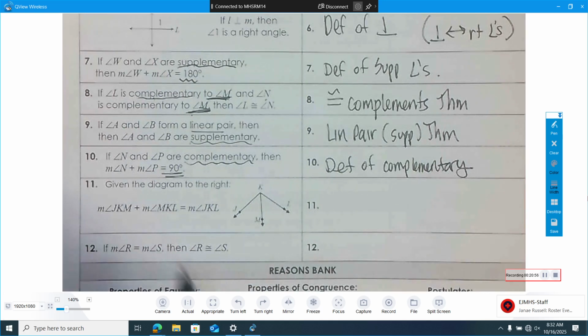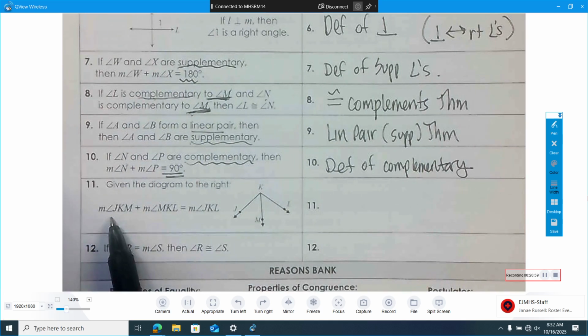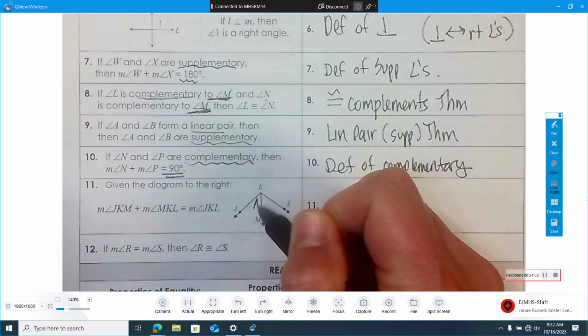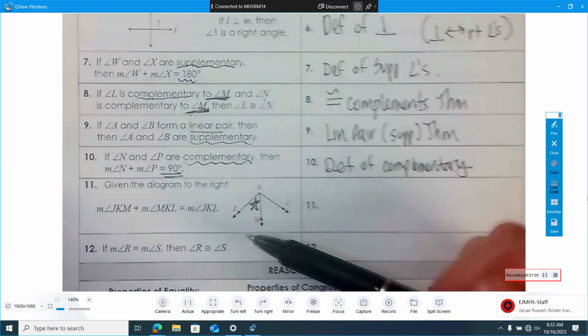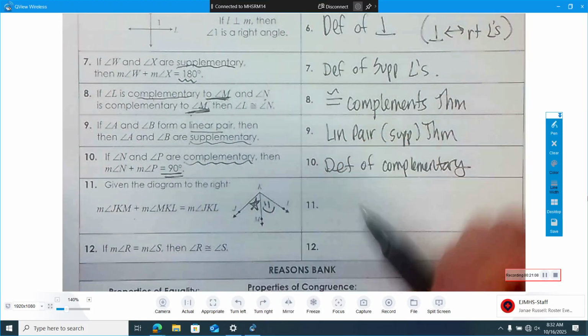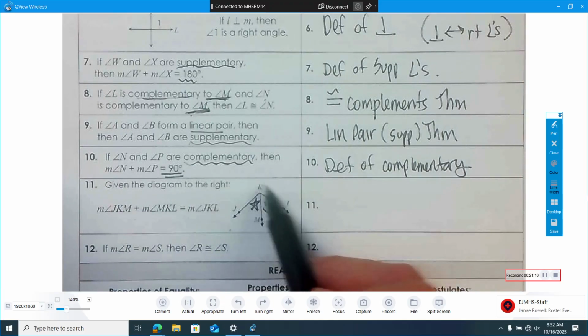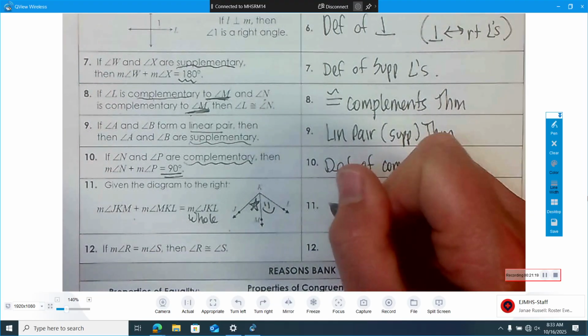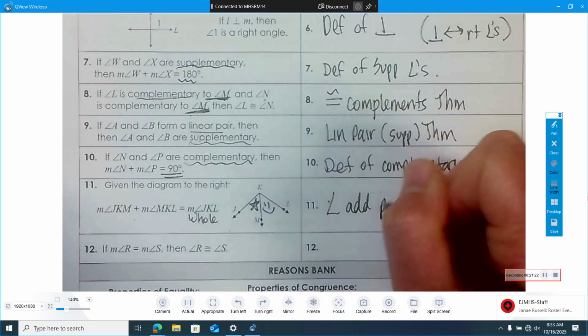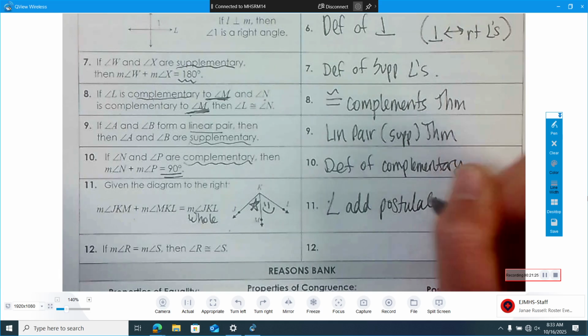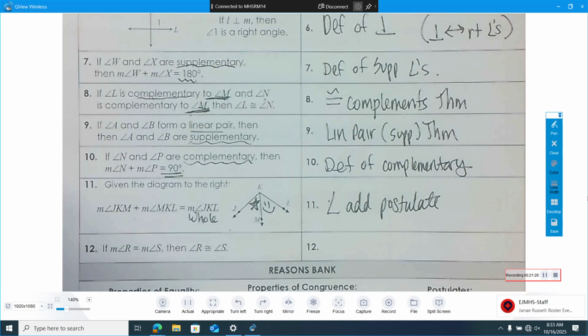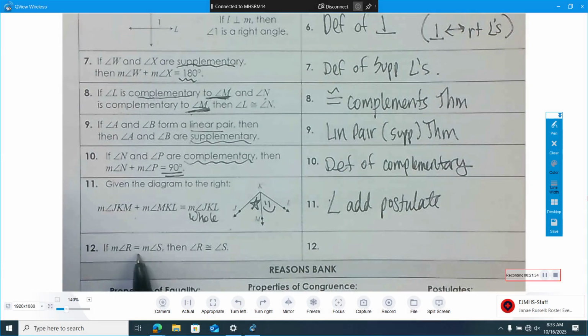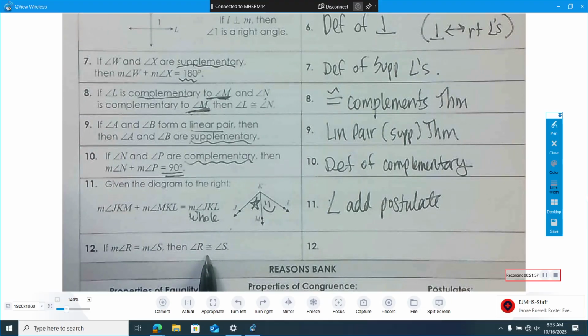And last two here. Given the diagram at the right, the measure of JKM, so that's this angle with a star in it, plus MKL, a smiley face in there, equals JKL, the whole thing. What allows us to say star plus smiley equals the whole thing? Angle addition postulate. Very good. Angle addition postulate. Okay, what allows us to say, hey, if our measures are equal, then the angles are congruent?